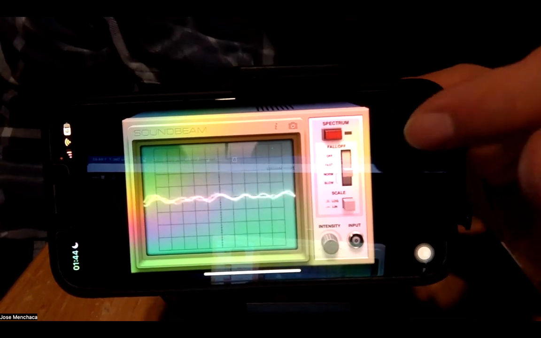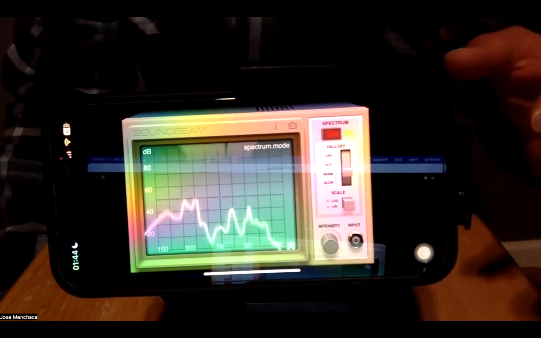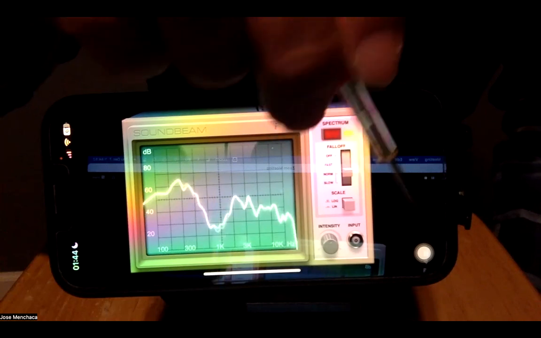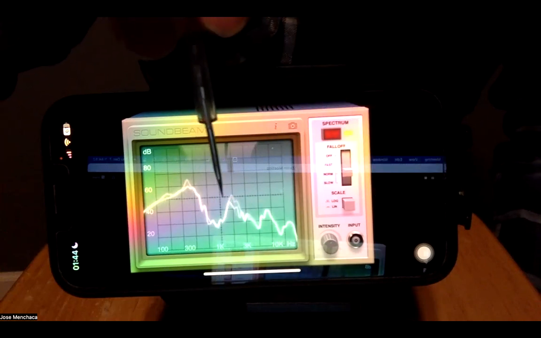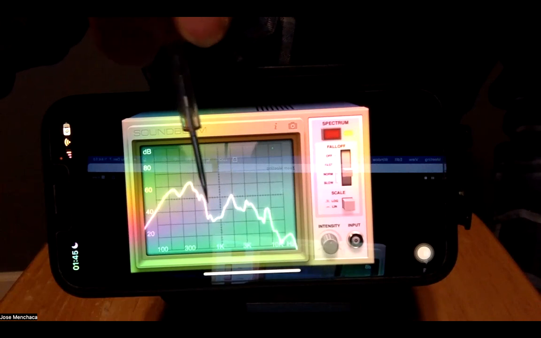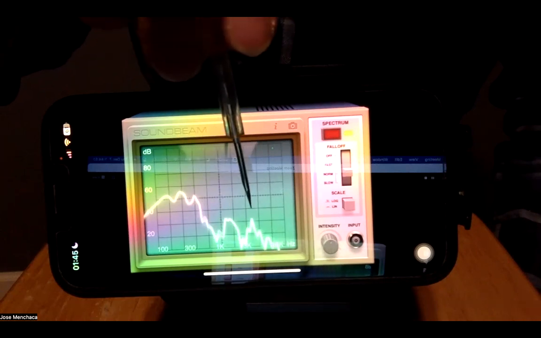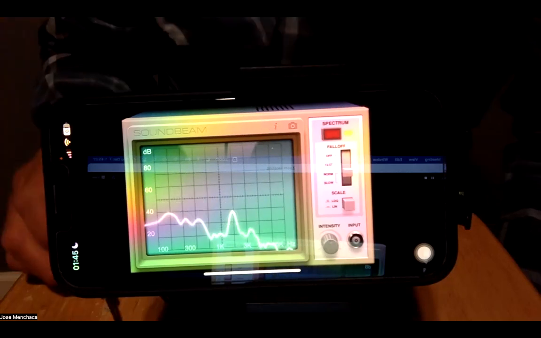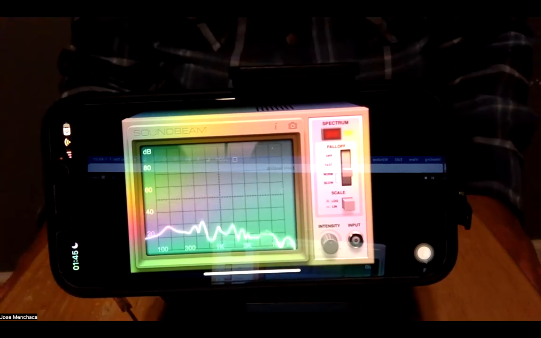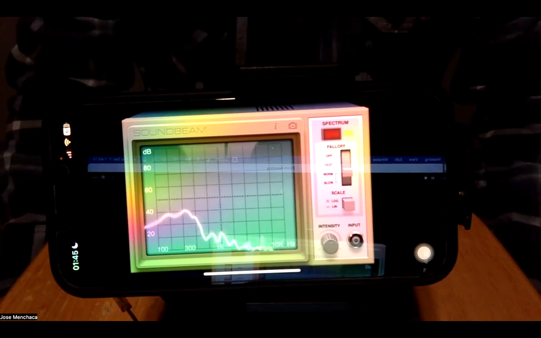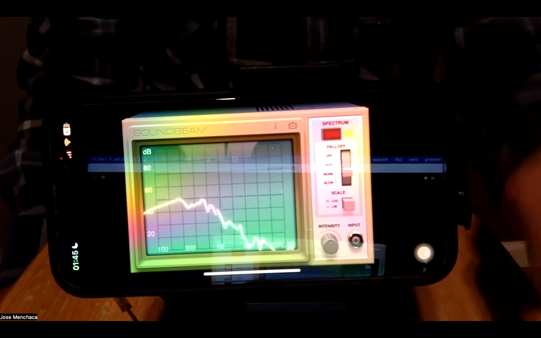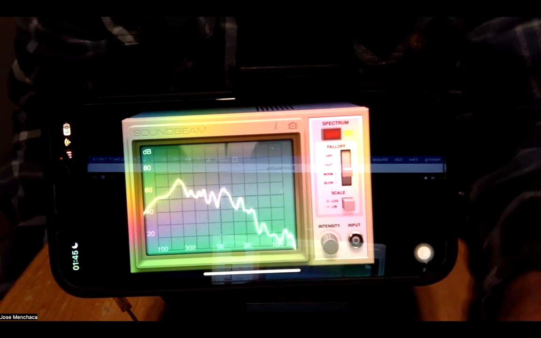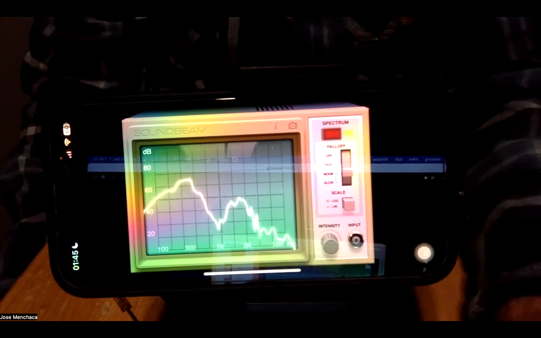And if we put it in spectrum, we'll see that there's a multitude of frequencies. A multitude of frequencies that make up my voice. Here's about 300. Here's 1,000, and I think that's 3,000, and that's 10,000. I can't really see because I'm behind the scope. Now I think you'll still be able to see the screen.